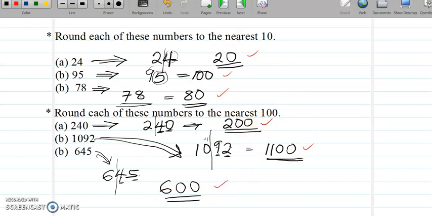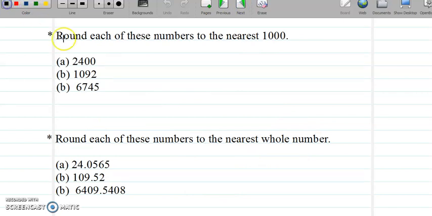Okay, now let's look at this one also. Here we are told to round each of these numbers to the nearest 1000. The first one, 2400. 1000 has how many 0s? 1, 2, 3. So we count from the back: 1, 2, 3. So these digits will be 0 to correspond to the zeros. That means it ended with 4. You see that? Ended with 4.